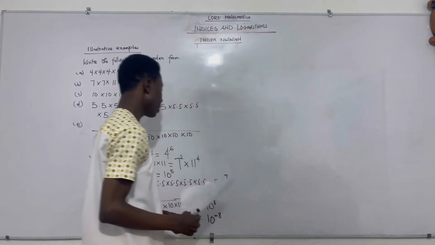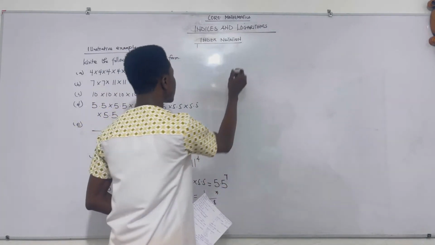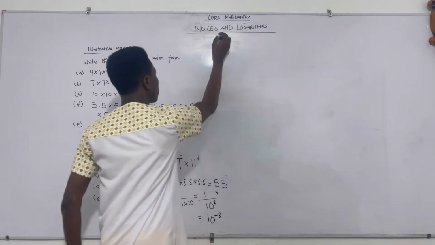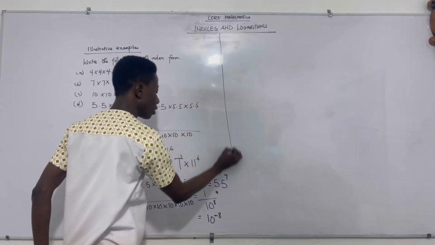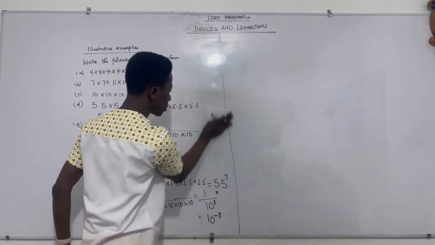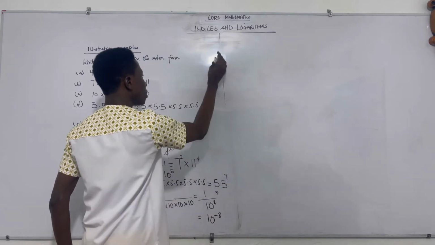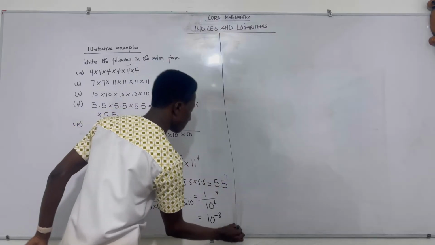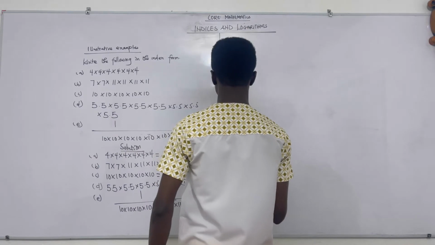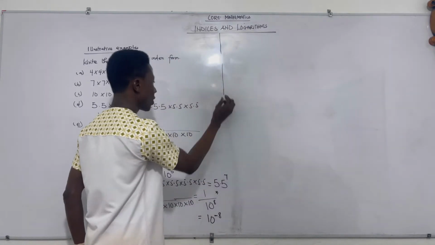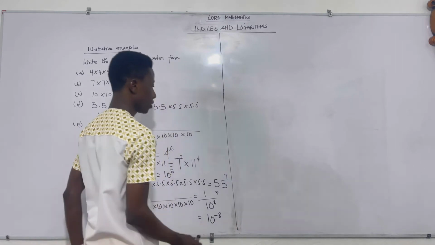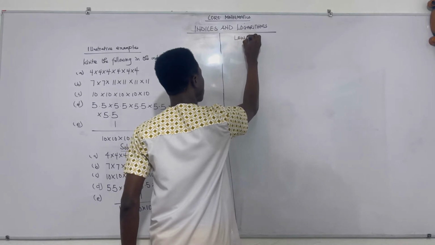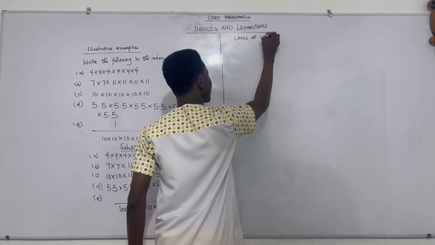Alright, so we're kickstarting by starting with the laws. The laws of indices. Okay. Oh, it's still cockeyed. Sorry, I want to make it better. Good. So, laws. So that's what we're looking at now. Laws of indices.